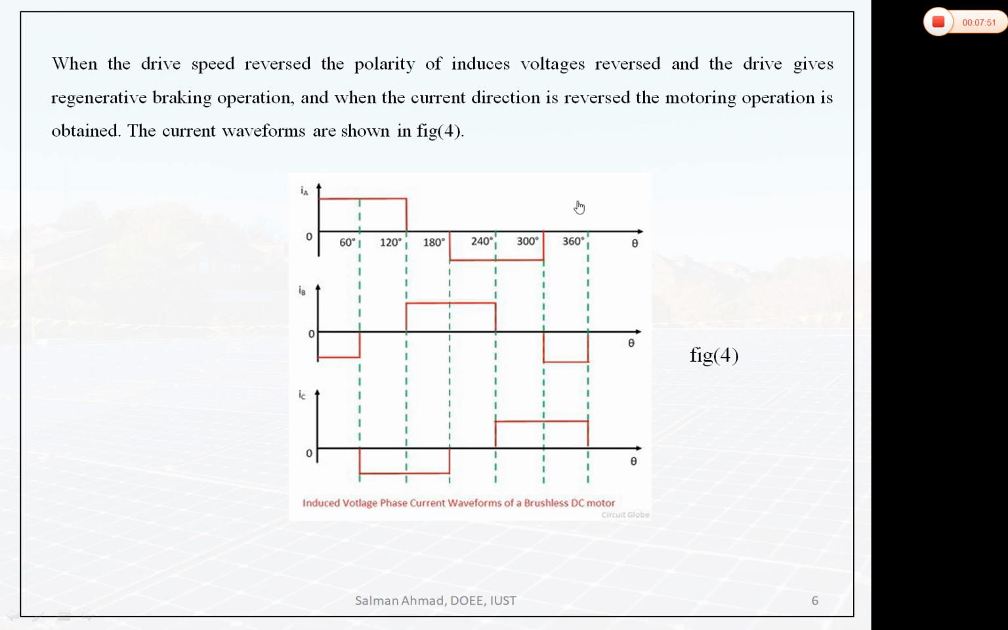Phase B current is shifted from phase A current by 120 degrees. So phase A is starting from 0, and phase B current will start from 120 degrees. So it is starting from this point.